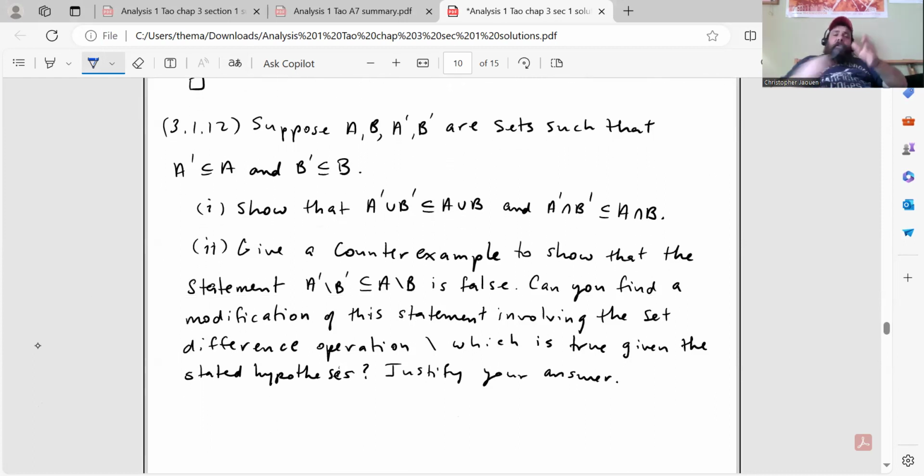No, I think there's two more. So 3.1.12: suppose A, B, A prime, B prime are sets such that A prime is a subset of A and B prime is a subset of B. All right, there's two parts to this. Part one says show that A prime union B prime is a subset of A union B, and A prime intersect B prime is a subset of A intersect B. And part two says give a counterexample to show that the statement A prime minus B prime is a subset of A minus B is false. And then he asks us if we can find a modification of this statement involving the set difference operation, which is true given the stated hypotheses. And he says justify your answer.